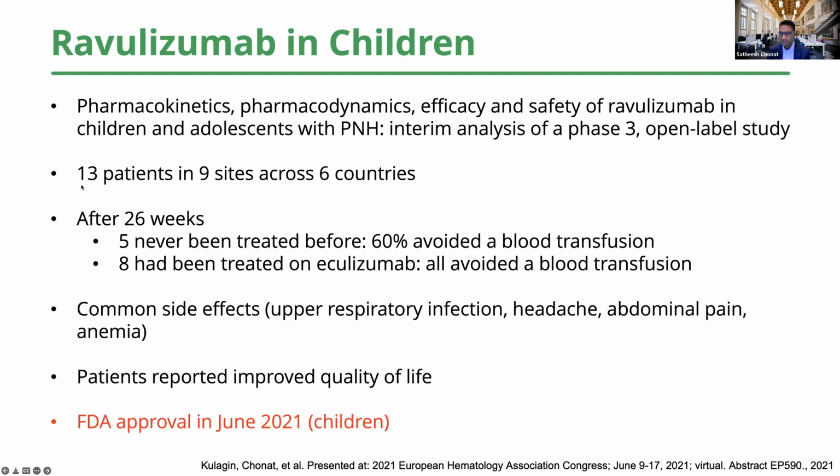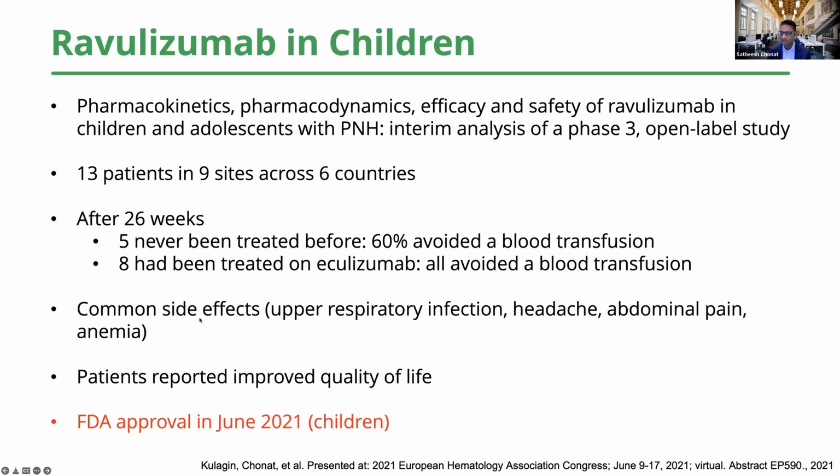It actually has 13 patients. It was conducted at 9 sites across 6 countries. And after about 26 weeks, the data was presented by us mid of last year. 5 of these 13 patients had never been treated before, what we call naive to any complement inhibitor therapy. And of these, 3 of them, or 60% of them, avoided a blood transfusion. And 8 of the 13 patients who were already on eculizumab treatment were switched to this ravulizumab treatment. They have continued to remain well and have continued to avoid a blood transfusion, meaning that this drug is efficacious in that particular group of patients.